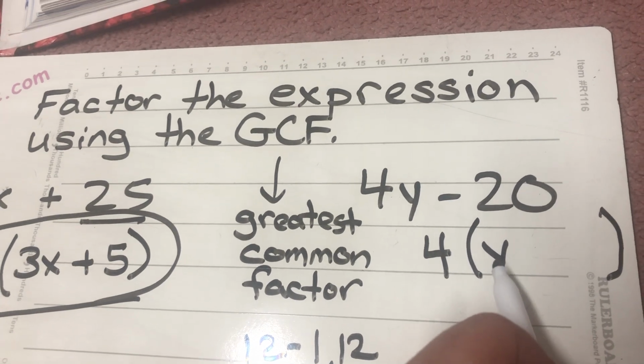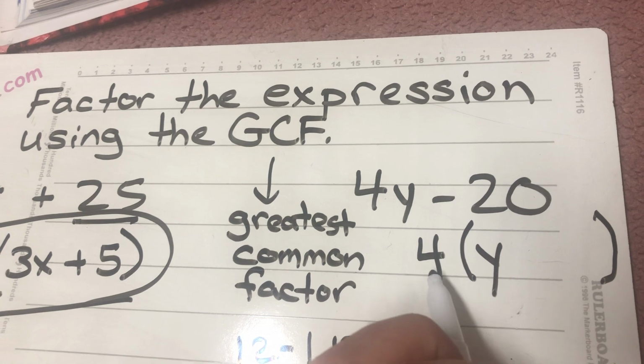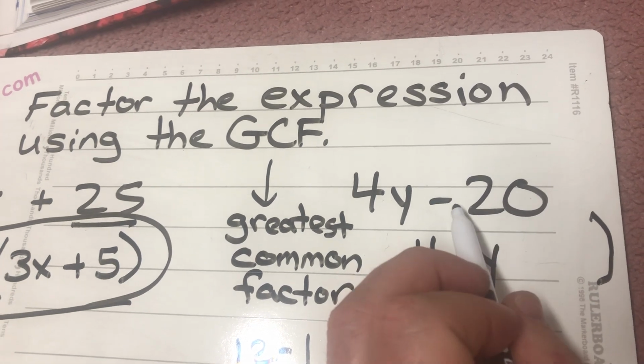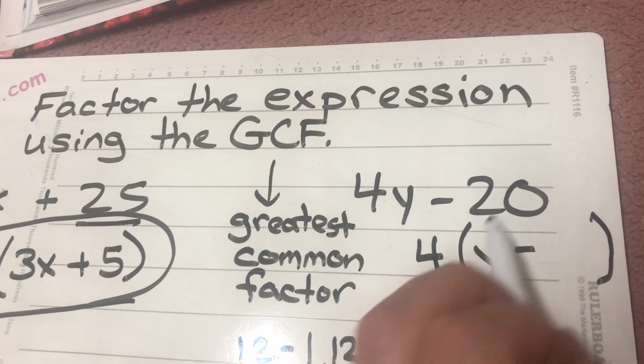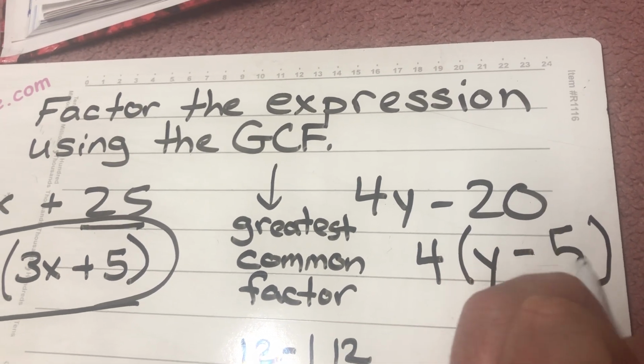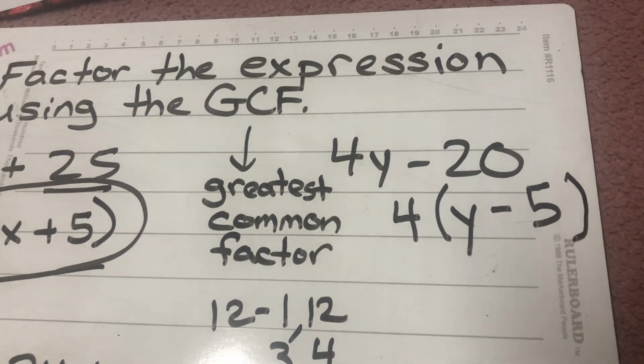You should not be putting numbers in front of variables. Negative 20 divided by 4. Well, it's a negative divided by a positive, so it's going to be a negative answer. And 20 divided by 4 is 5. 4 times y minus 5.